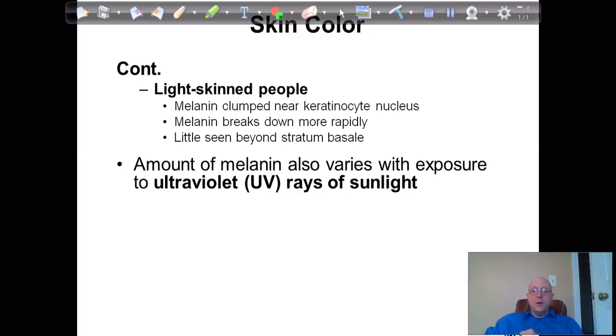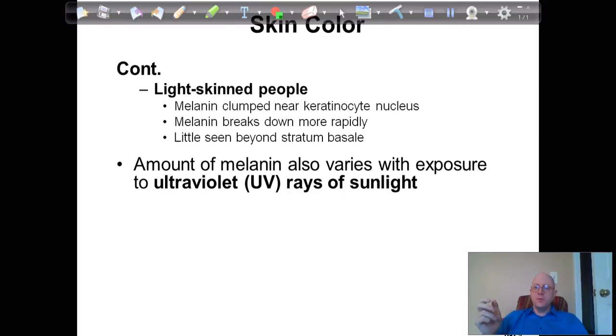The amount of melanin also varies with exposure to ultraviolet rays of sunlight. So this is why people tan. Right? When a person develops a tan, it is a reaction. You don't tan first and then go out into the sun. It's the other way around.